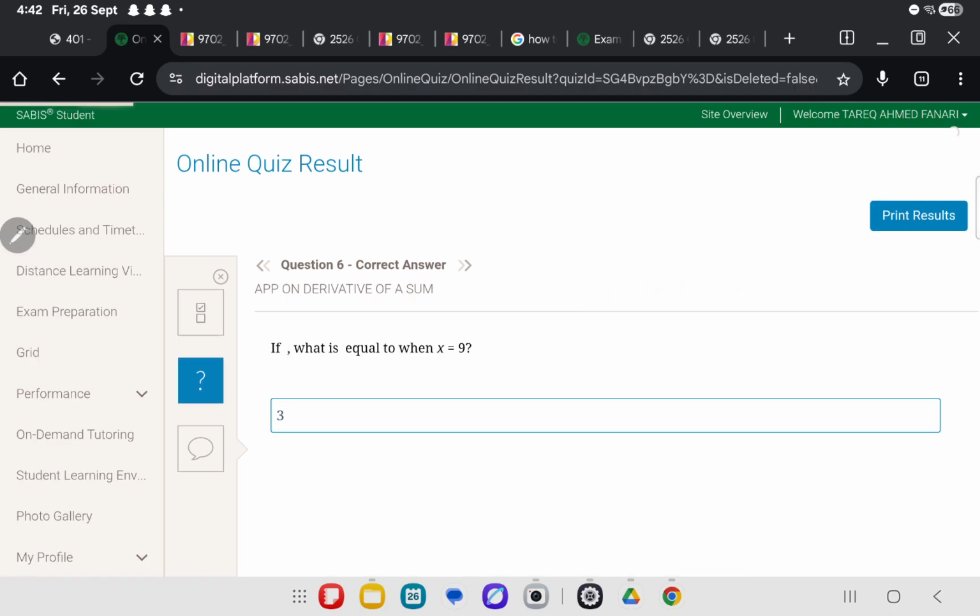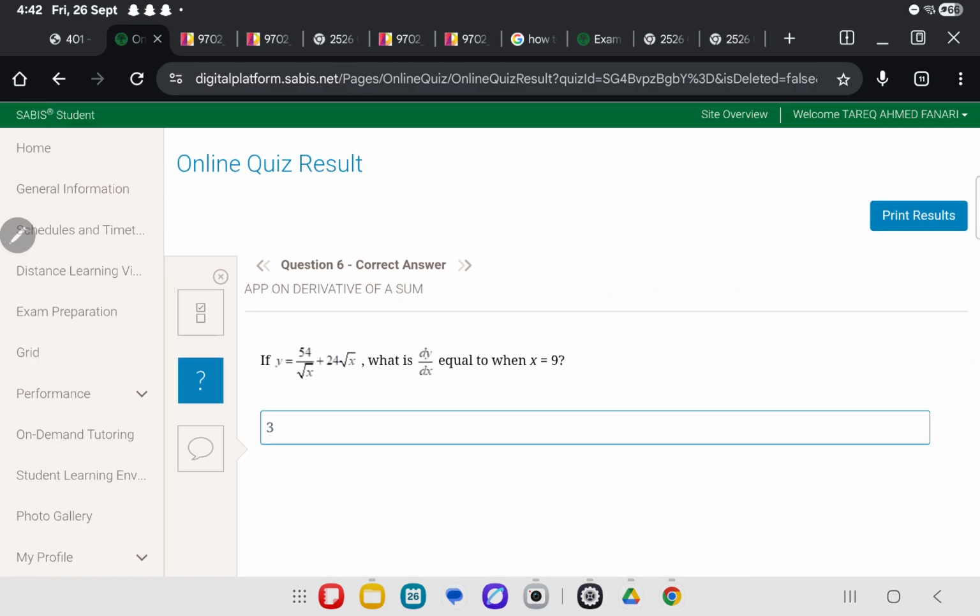Now, question 6. If y equals 54 over radical x plus 24 radical x, what is dy by dx equal to when x equals 9? This is very easy. It is also the derivative of a sum: y prime is equal to f prime of x plus g prime of x. This is just something you should know. Here, we're going to have to derive each part first.